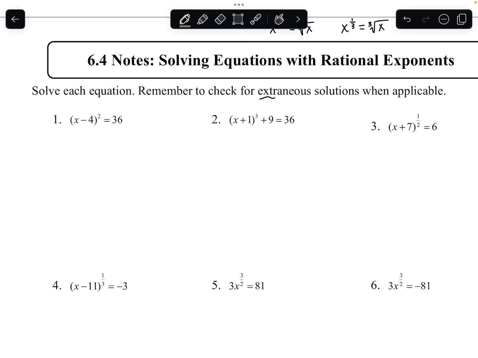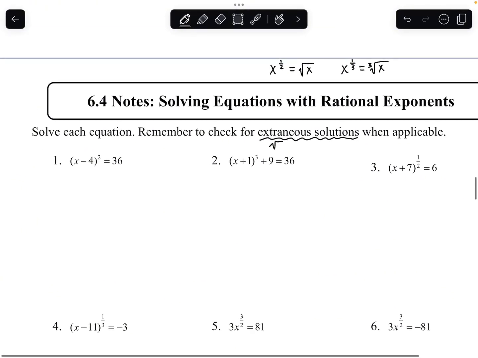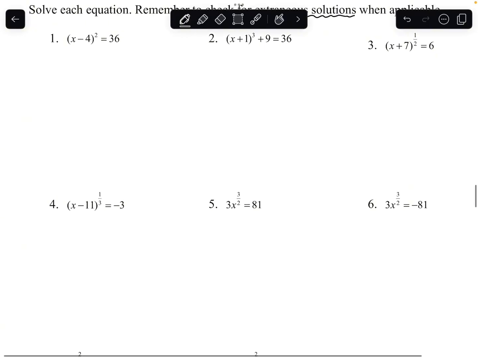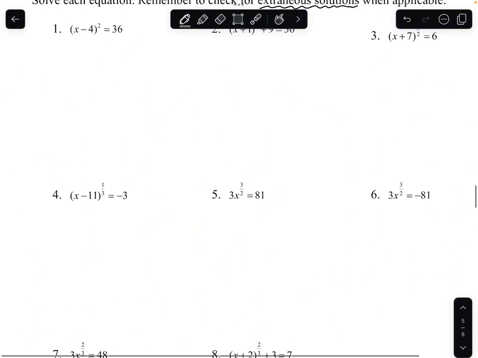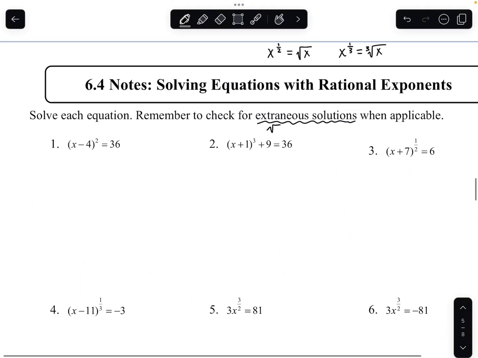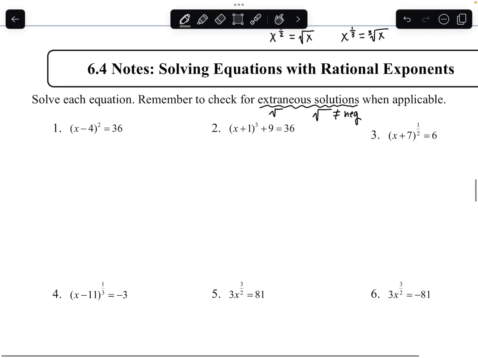When it says check for extraneous solutions, that really only comes into play for square roots, and it really only applies when you have variables on both sides. So in any of these cases, we probably won't run into extraneous solutions, but we may run into a no solution case because square root cannot equal a negative number. So we always want to watch out for that.